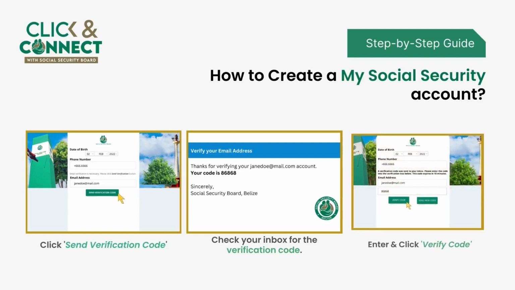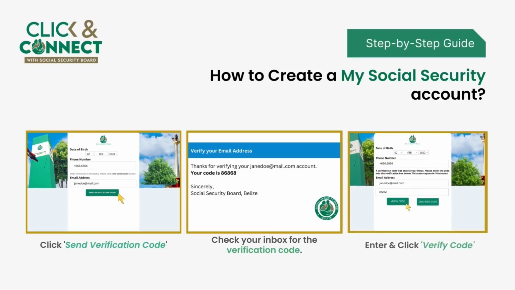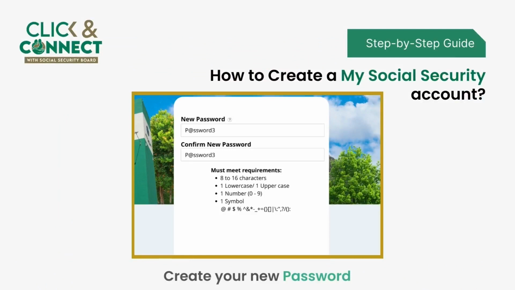Next, copy the code from your email and return to the My Social Security webpage to enter your code. Next, click Verify Code and proceed to create your password. Be sure to create a password that is memorable, but most importantly, safe and meets the password requirements. Your password must be 8 to 16 characters in length. It must have 1 lowercase and 1 uppercase letter. It must have 1 number and it must have 1 symbol.